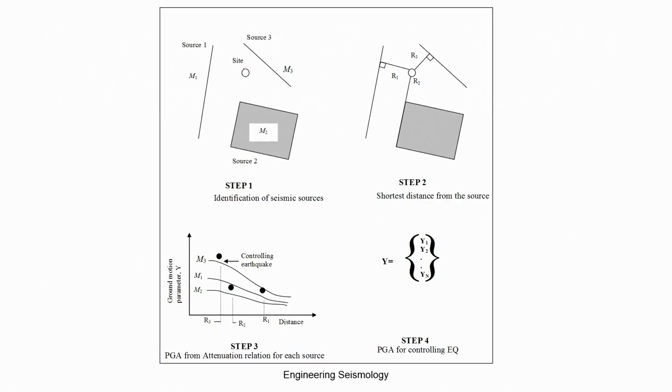So, this is your site. Okay, they take different sources, source 1, source 2, source 3, and the different magnitudes reported on those, and then they estimate the closest distance, which is perpendicular to the site. Then they estimate the PGA variation with the given distance, and whichever gives the highest value will be the controlling earthquake that is recommended for the design. That magnitude, R and the PGA value will be recommended as parameters for the design. So, this is the typical classical DSHA method.